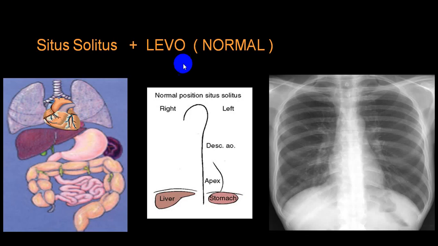So this is typical situs solitus. You can see that this is the normal position of abdominal viscera. That is, the liver is on the right side, the stomach is on the left side, the spleen is on the left side, and the ileocecal junction and appendix are on the right side. So this is situs solitus, and the position of the heart is normal. This is levocardia with situs solitus. In this normal condition, the chance of congenital heart disease is only 3 to 5%.